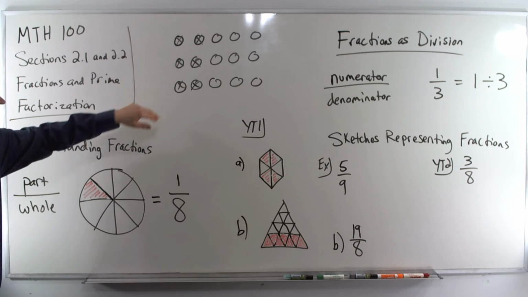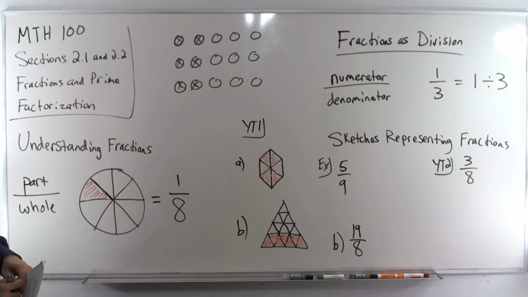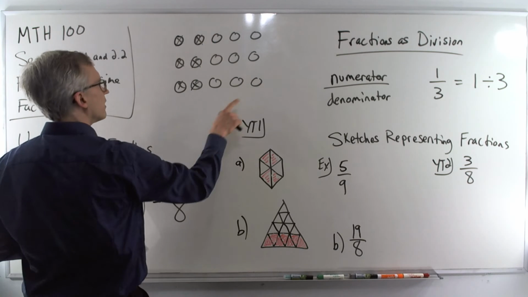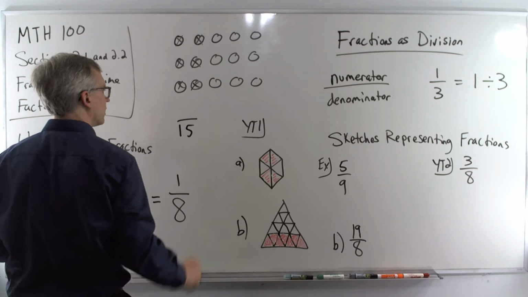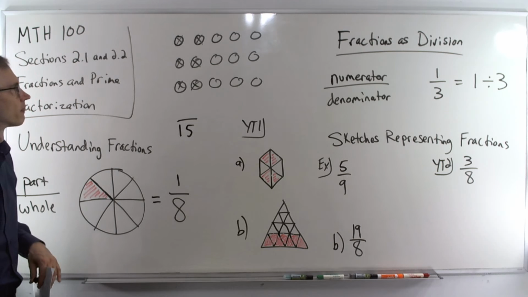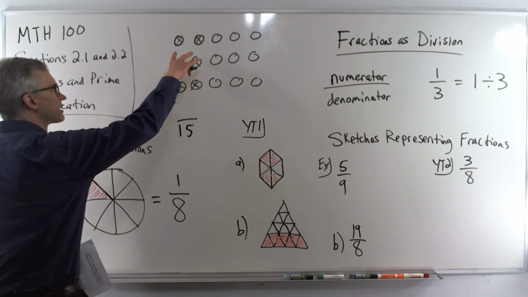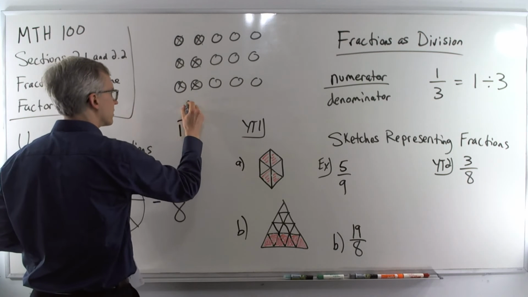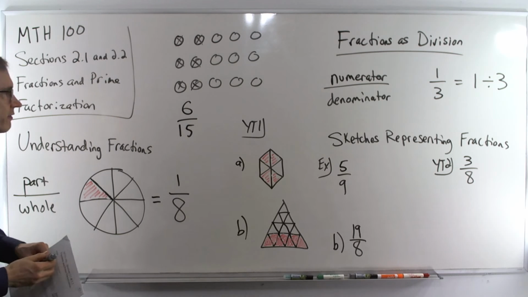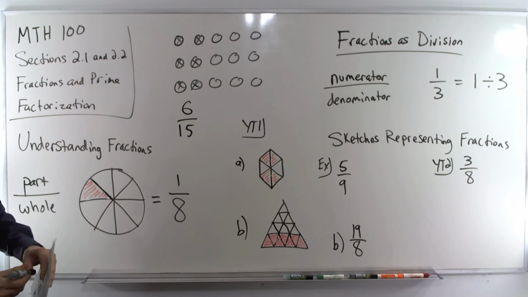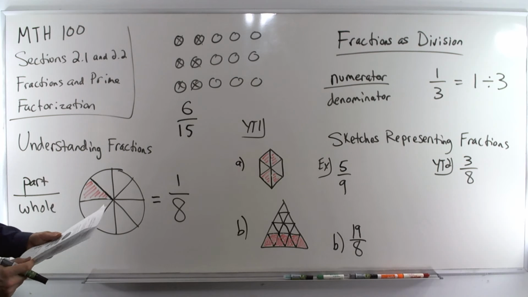Now if you look at this one, here we've got 15 circles, and on yours, I believe they're hexagrams. And then the ones with the X's, we have 6 of those. So this diagram represents the fraction 6 over 15. Your turn number 1. Write fractions for those two shaded diagrams.